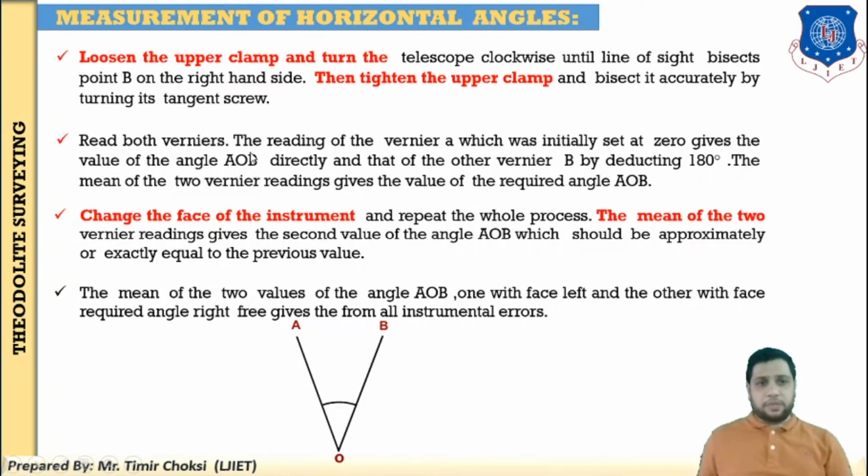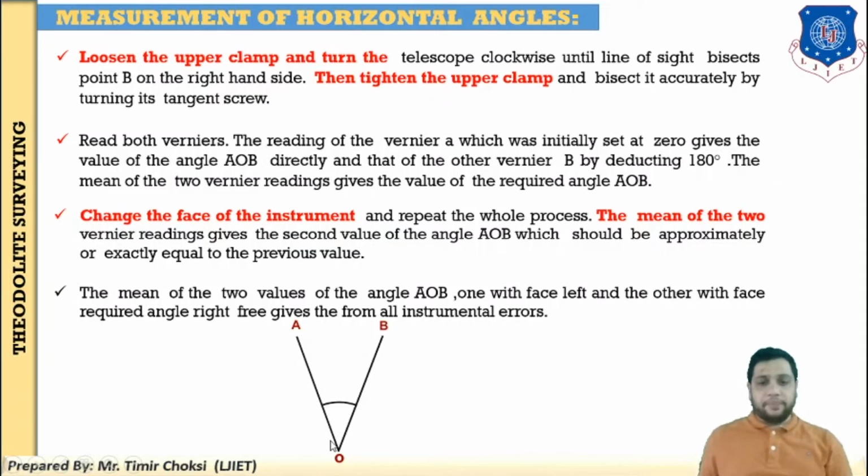Now reverse the process: loosen the upper clamp and turn the telescope until the line of sight bisects point B. Here, first you bisect point A, now bisect point B. Then tighten the upper clamp and bisect it accurately by turning its tangent screw. Read both verniers, A and B. The reading of the vernier which was initially set at 0 gives the value of angle AOB directly, and that of vernier B by deducting 180 degree.